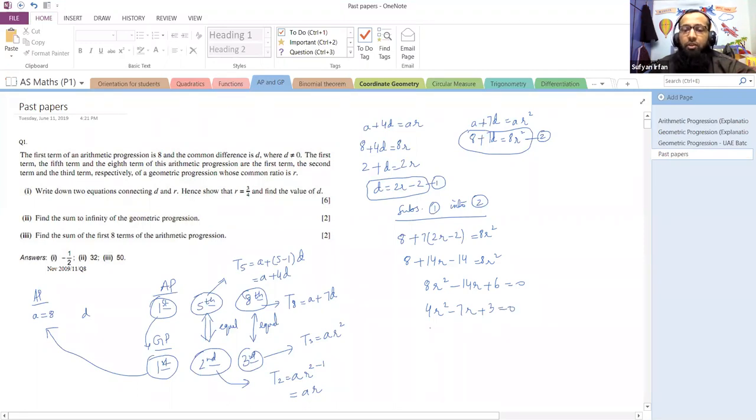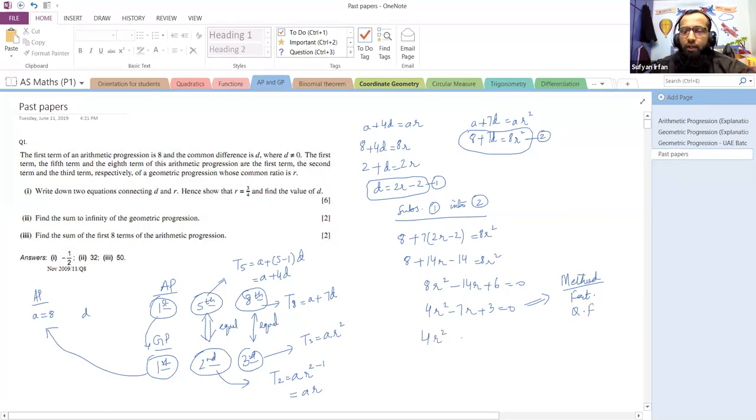Now let's do middle term breaking. Always remember that working must be shown. We cannot use the calculator directly, because at times teachers teach us that we can use the calculator directly to find the value of R, but the examiner is very strict about it. The method must be shown. The two common methods are middle term breaking, which is basically factorization, or the quadratic formula. So I'm doing middle term breaking over here.